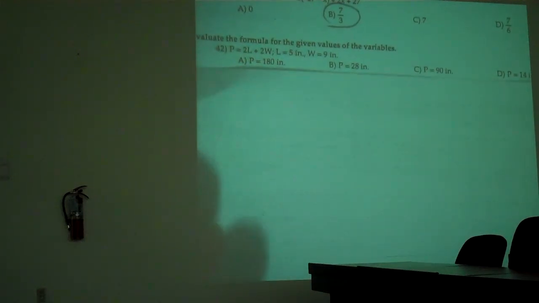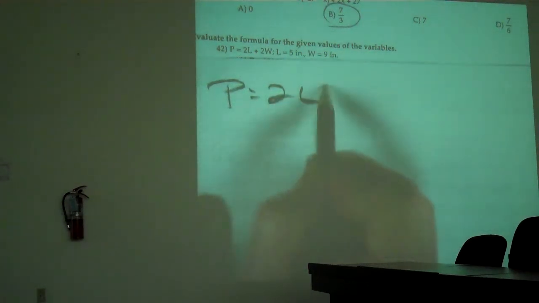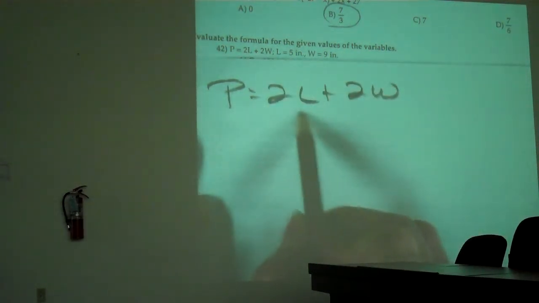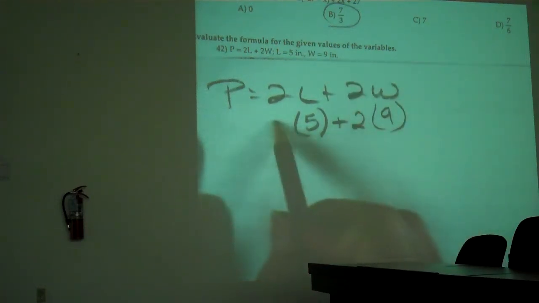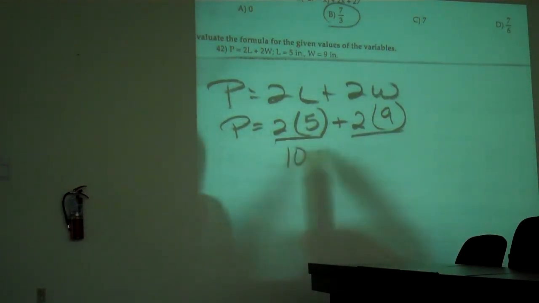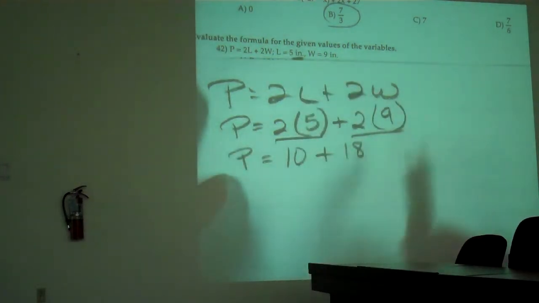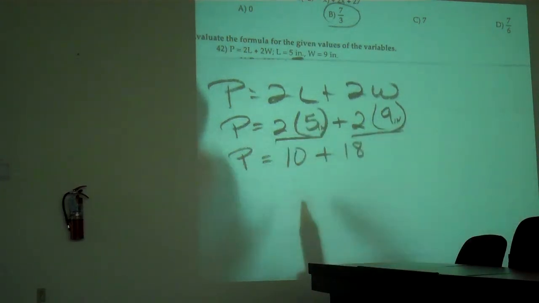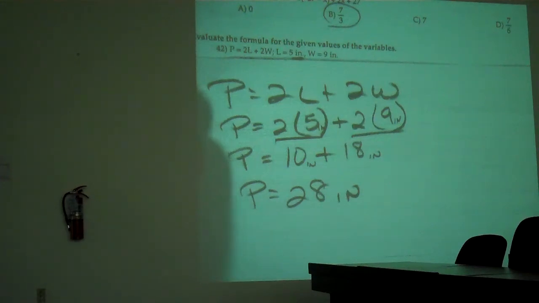Okay, 42. Perimeter is 2 times length plus 2 times the width. So the length is 5, the width is 9. So you're just solving it. 2 times 5, 2 times 9. 10 plus 18. And it said these were in inches, right? So you have 28 inches. They're not square inches. Perimeter is just how far it is around it. It's just inches.